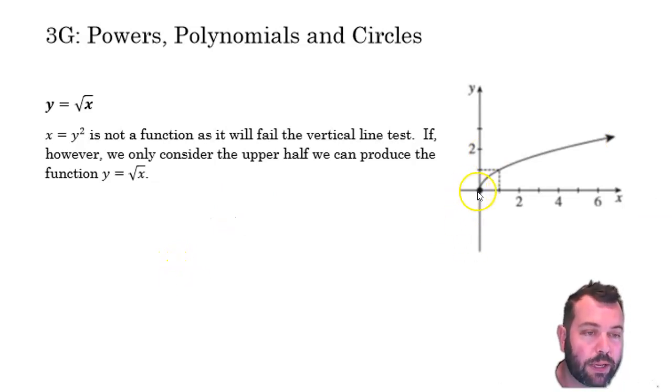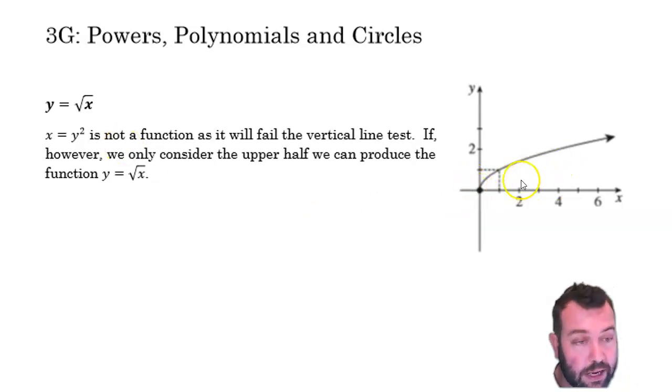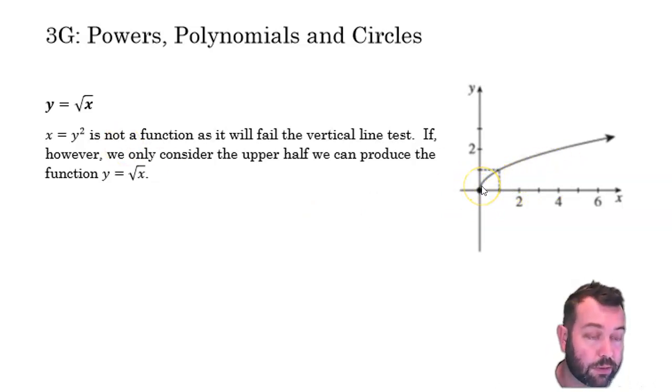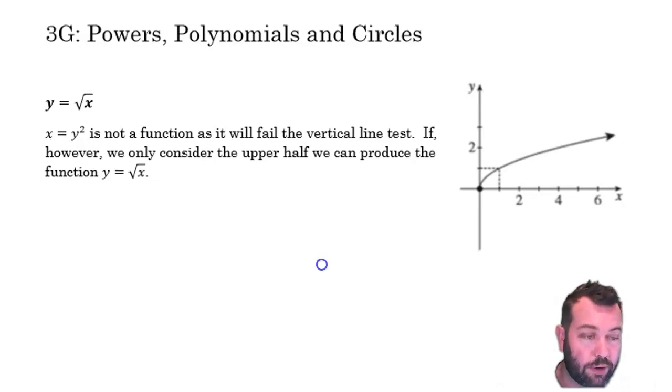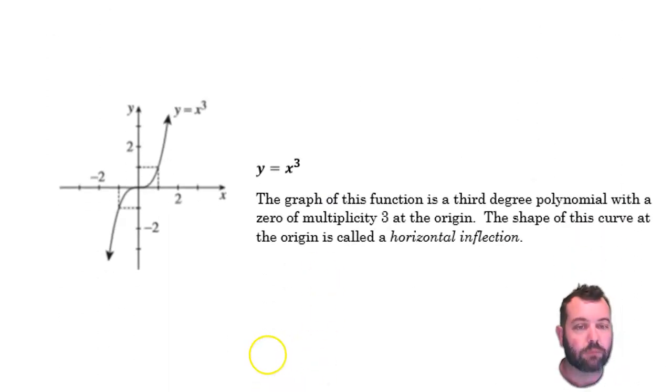If we look at the domain, in this case, if y equals square root of x, the domain is x is greater than or equal to 0. Okay, no negatives going in there. And my range, in this case, is going to be y is greater than or equal to 0. There we go. So y equals the square root of x is a function, but x equals y squared is not.